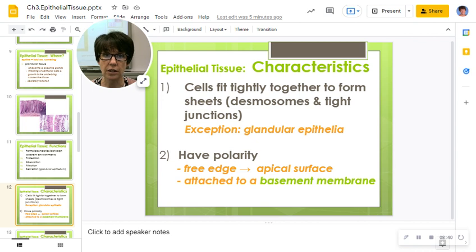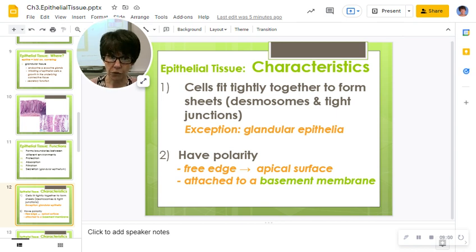The exception to that is the glandular epithelia. The glandular epithelia do not have desmosomes and tight junctions, so we don't necessarily want them to be impermeable sheets or sheets that need to deal with holding themselves together against mechanical pressures.